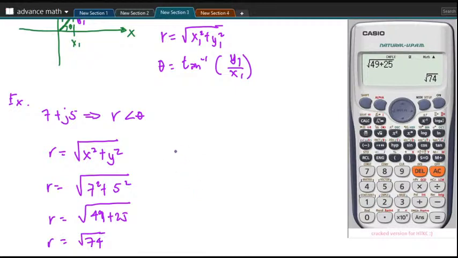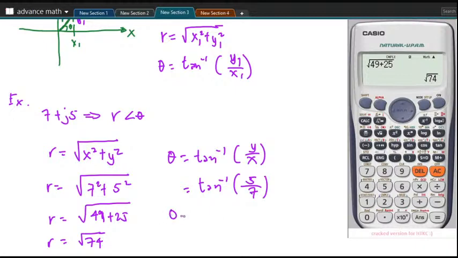Then our theta is the inverse tangent of y over x. So we have inverse tangent, where our y is 5 and our x is 7. We will now be using our calculator again.